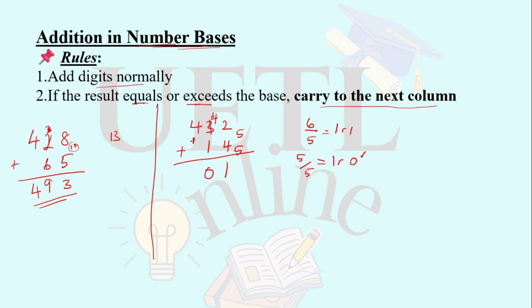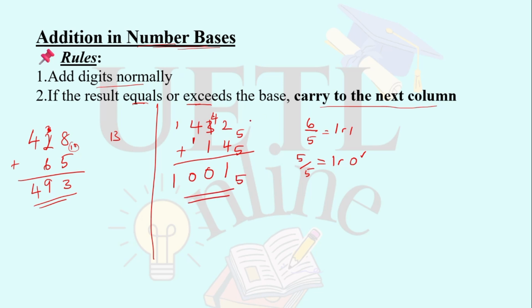Here we have 4 plus 1, which is 5 again. This means we write 0 here and carry the 1. Now we just say 1 plus 0, we get 1. So this is going to be our answer in base 5. This is how we add numbers in different bases.